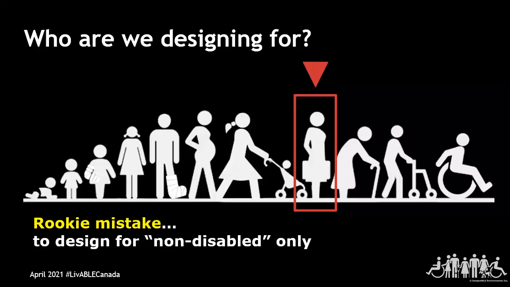And of course, 70% of disabilities are invisible. So any one of these people, like me, could have hearing loss or any of the other types of disabilities we talked about earlier. So really, isn't it a rookie mistake to design for the non-disabled only? Hasn't that been a really bad planning on our part?